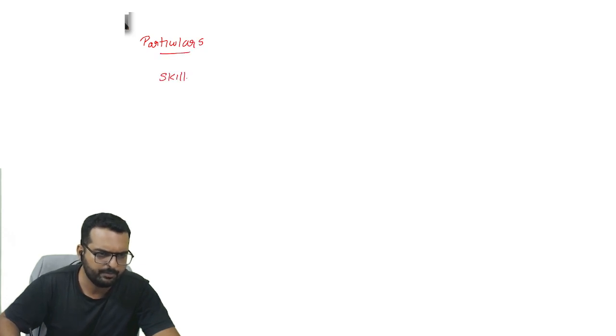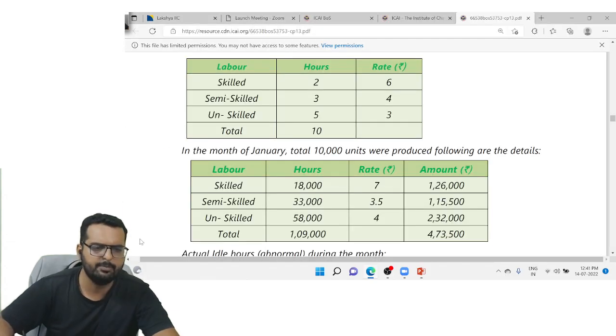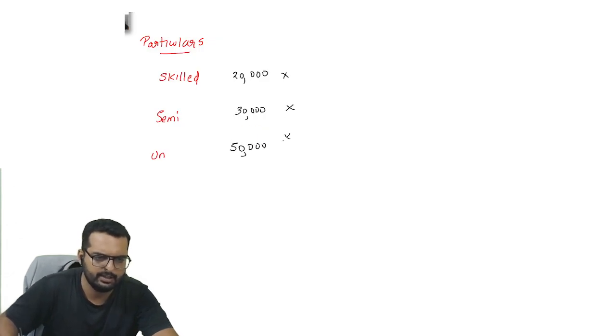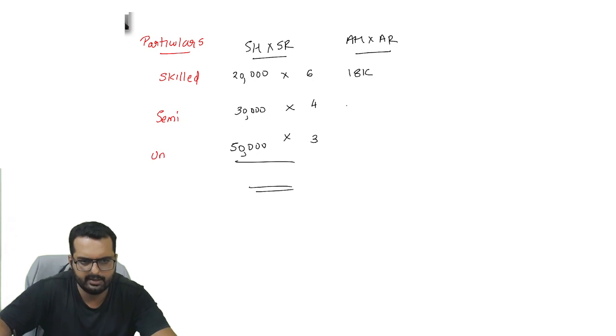Particulars. We have skilled, semi-skilled, and what is the last one? Unskilled. All right. So you'll be 10,000 into this thing will give you 20,000, 30,000, and the last one will be 50,000. And this will be 643. That is SH into SR. What about AH into AR? 18K, 33K, 58K. 7, 3.54.